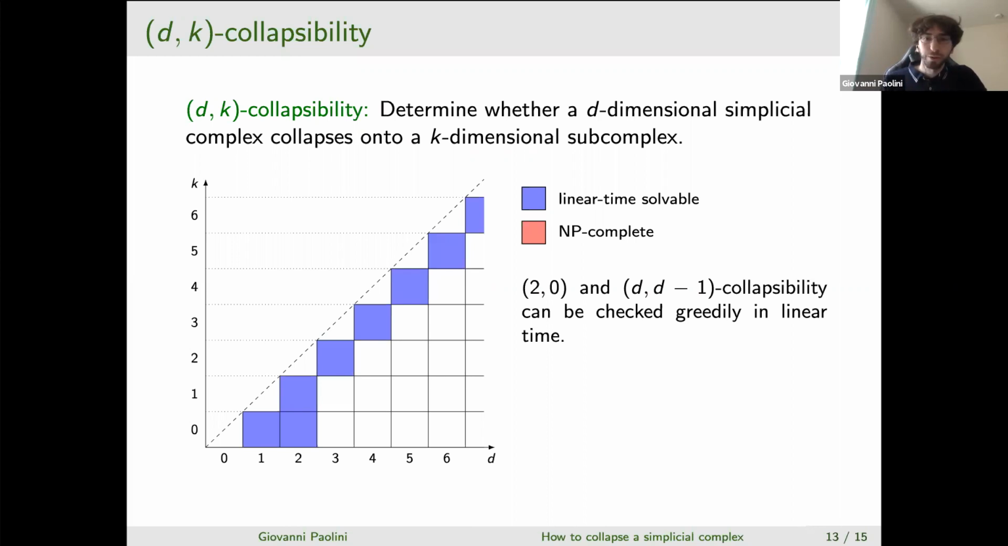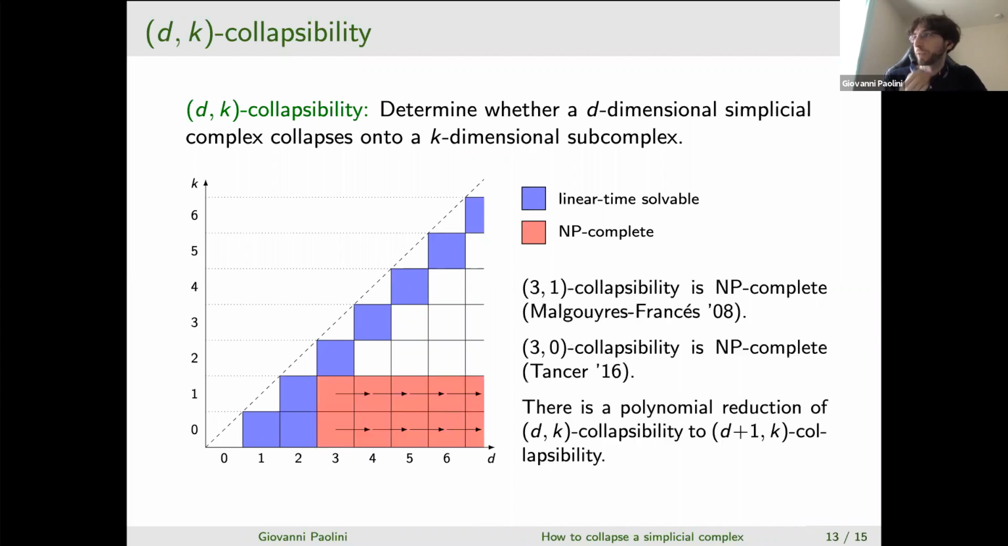There are some simple cases. We have already talked about the 2-0 case, which is greedily solvable. And very similarly, if k is equal to d minus 1, then this is also easily solvable, because if you only need to make the d-dimensional simplices disappear, then you can just use whatever free faces in dimension d minus 1 you have. So all this diagonal is actually linear time solvable.